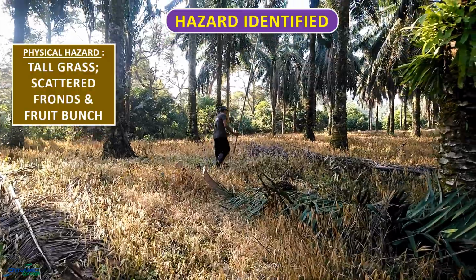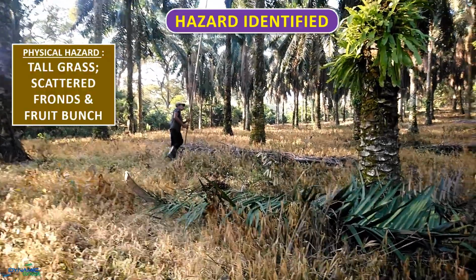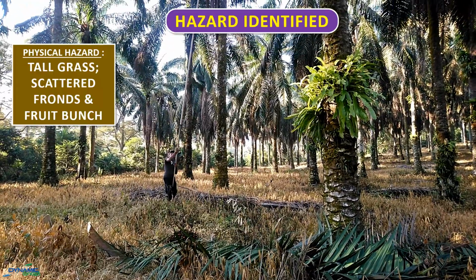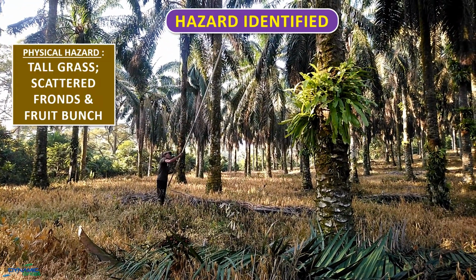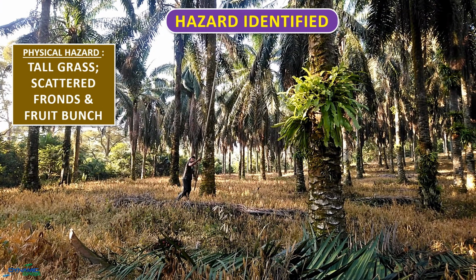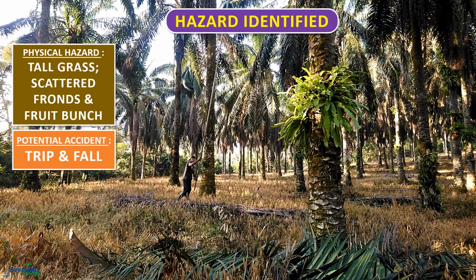Worker may trip and fall when moving from one location to another. Tall grass, fronds, and even fruit bunch that are lying on the ground are the potential things that can cause trip and fall. Potential injury is cut and scratches. To prevent this, make sure the tall grass is cut before the workers start working, and also fronds and fruits bunch are put aside.